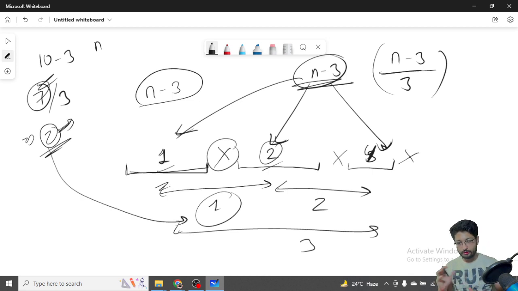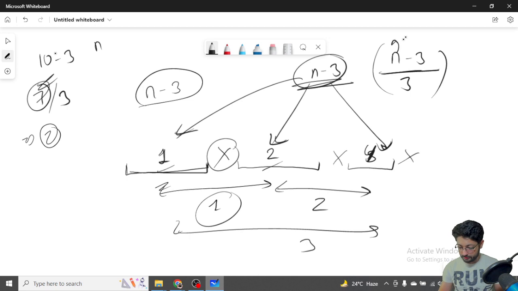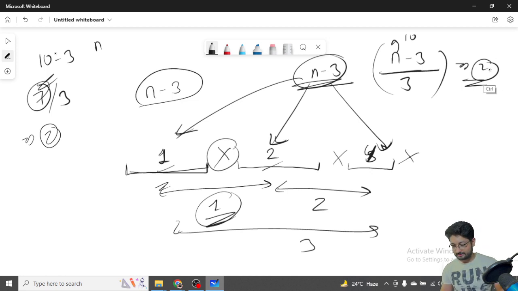I hope you are clearing what I'm trying to say. When I have done n minus 3 divided by 3 for n equal to 10, the answer that I got is 2, which is 10 minus 3, that is 7, 7 divided by 3 equal to 2. I got 2, but the answer for this problem is 1. So the thing is that the answer is this minus 1.